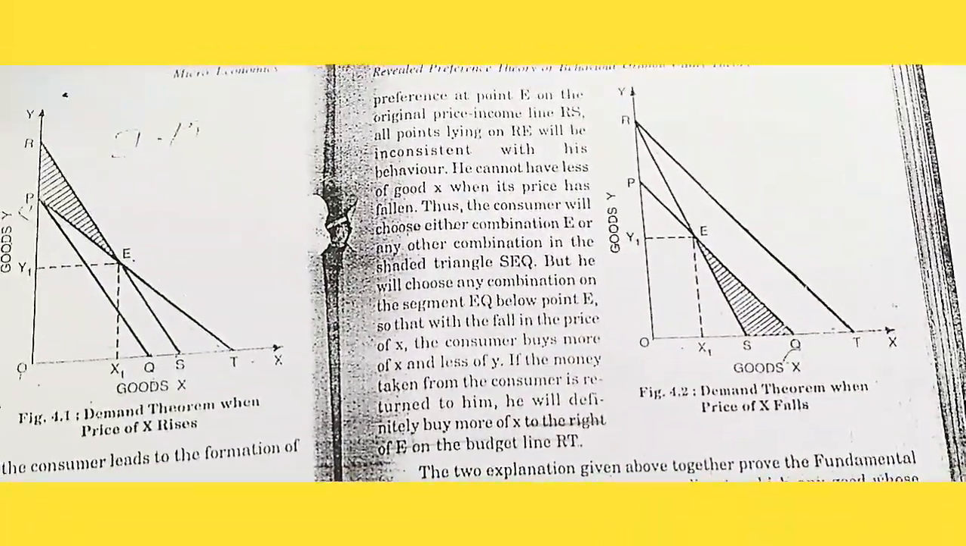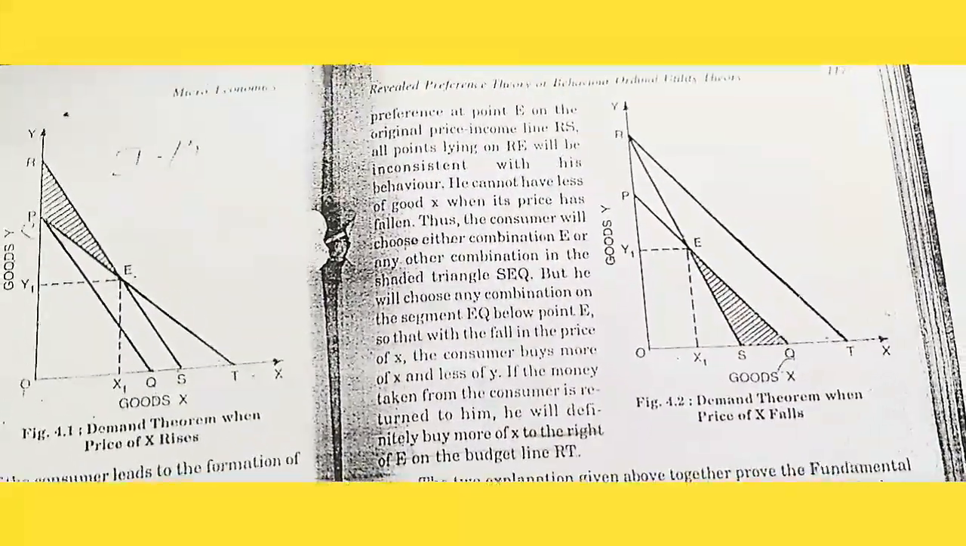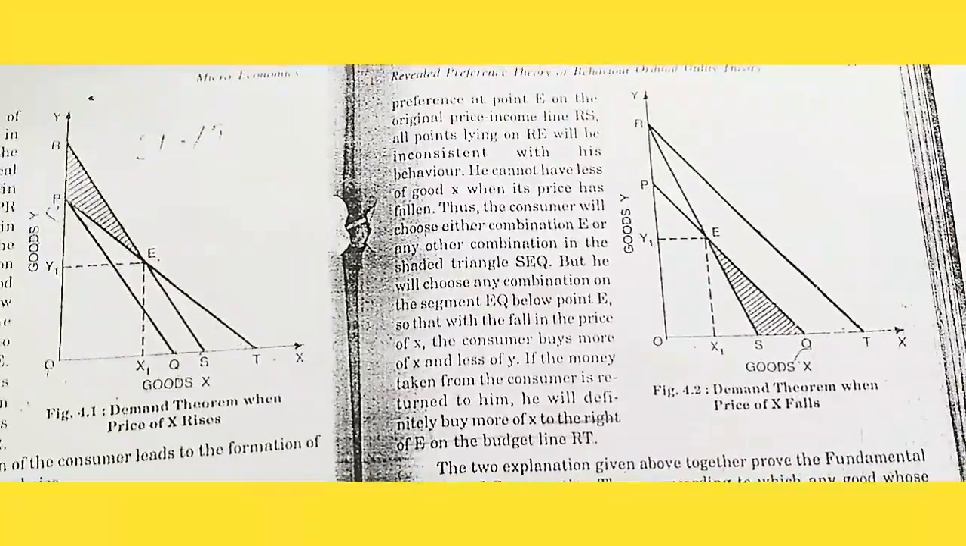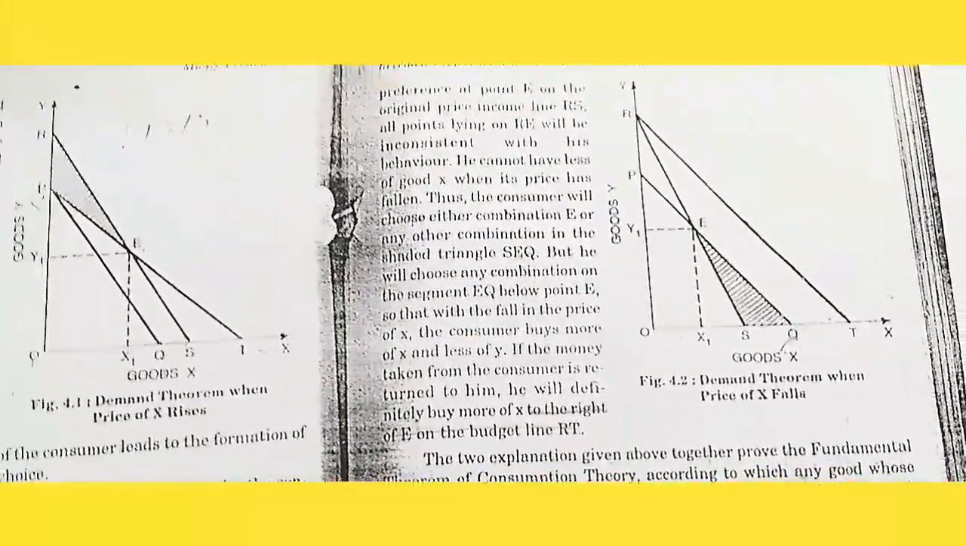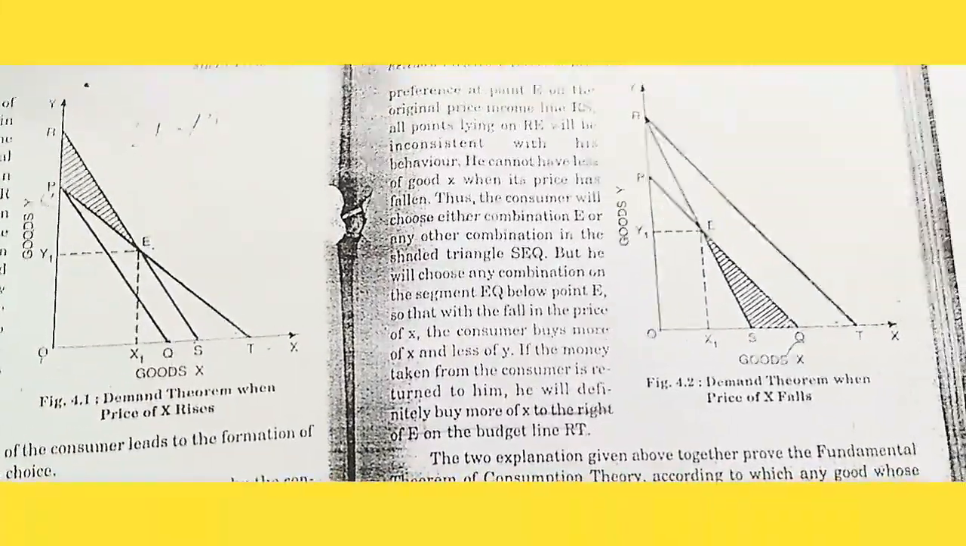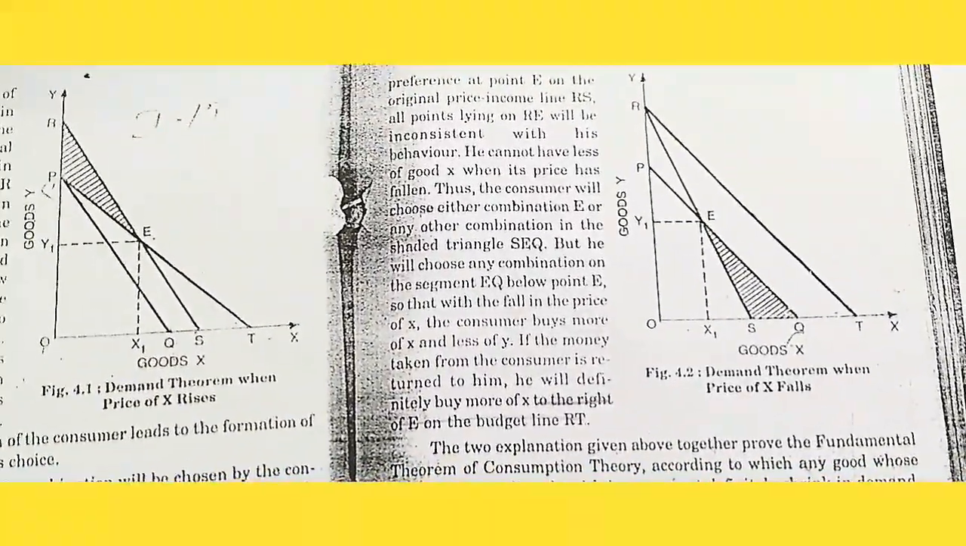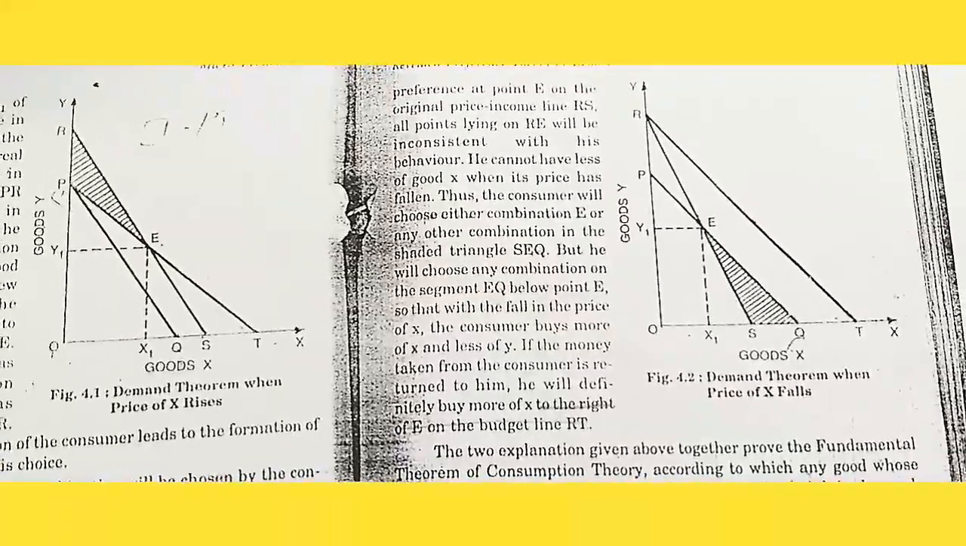The two explanations given above together prove the fundamental theorem of consumption theory, according to which any good whose demand varies directly with income must inversely vary in demand when its price changes, that is, demand expands when the price falls.